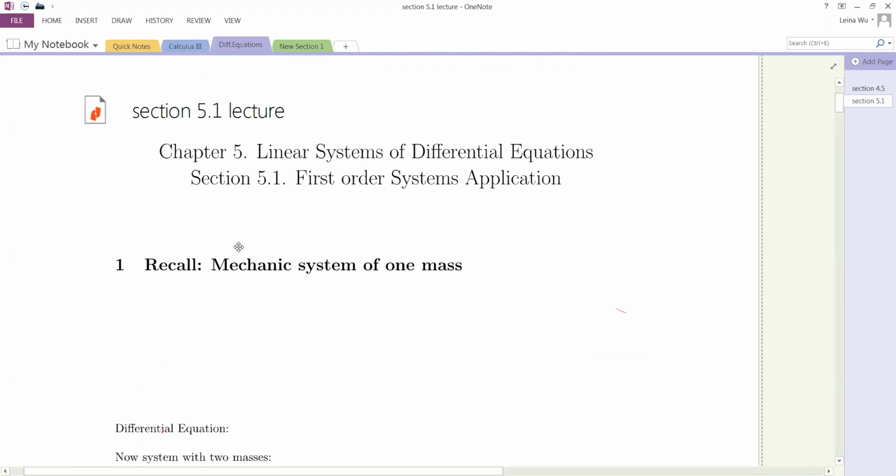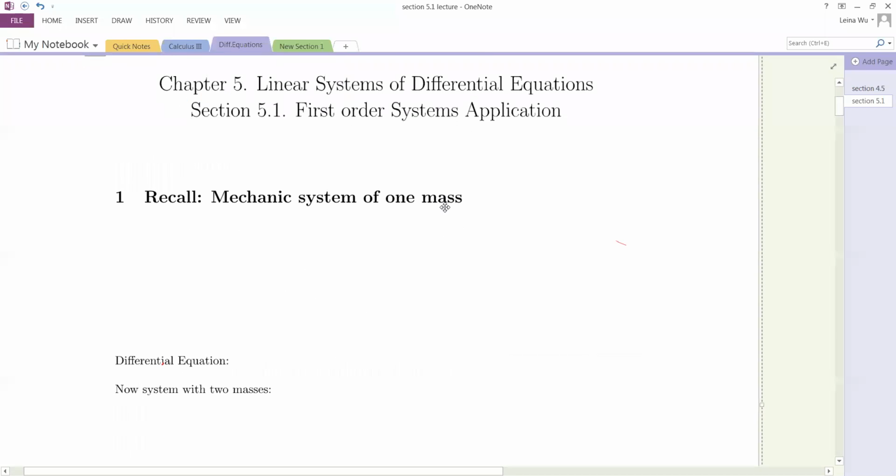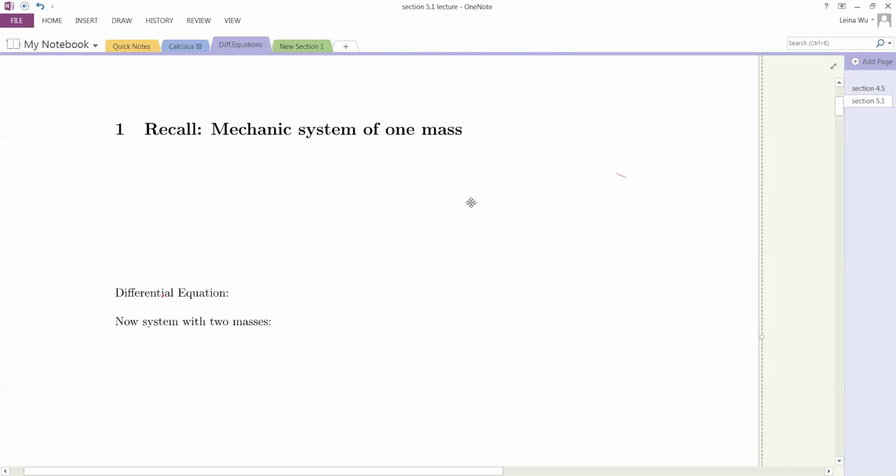Thank you. So section 5.1 is about first-order systems and applications. We're going to look at first-order linear systems of differential equations and some of the applications. One of the applications comes from the mechanical system of one mass and spring. Let me move this over here. Okay. Do you guys remember the graph of the one mass-spring system?